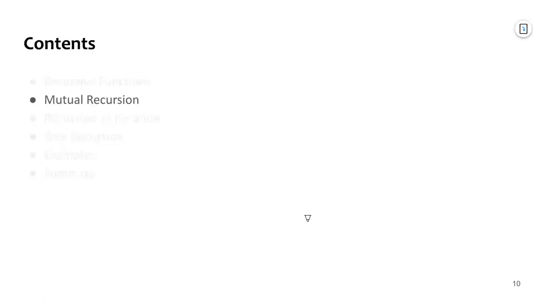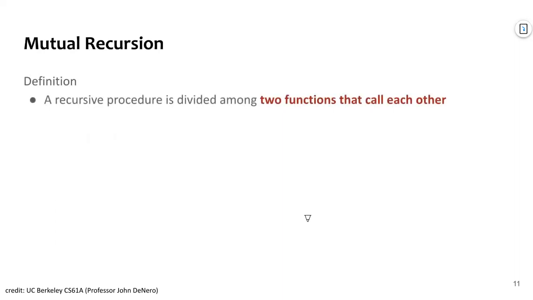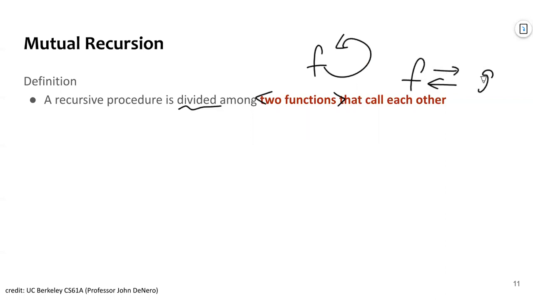Let's move on. So that was about just normal recursive functions. And from now on, I'm going to talk about mutual recursion. So what is mutual recursion? The definition of mutual recursion is that a recursive procedure or function is divided among two functions that call each other. In our previous definition of a recursive function, a function called itself. However, in mutual recursion, these two functions will call each other like this.